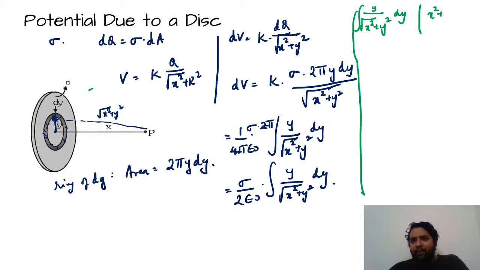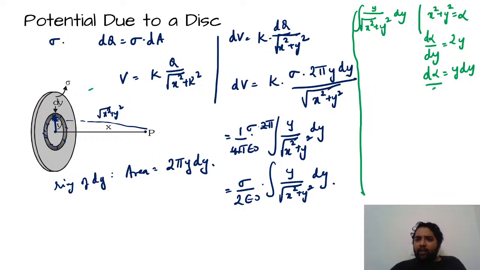So x square plus y square is what I will take as some alpha. And I differentiate this with respect to y, what will I get? x is constant, right? So the differentiation will directly come out to be 2y. Or I can also write d alpha will be equal to 2y dy, so y dy is d alpha by 2. So now I have got the numerator part here, and I know the denominator part is already there. So this is the simplest way to solve it, right? d alpha by 2 times root over alpha.